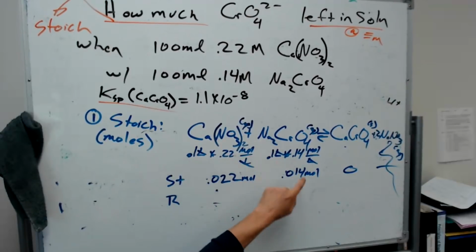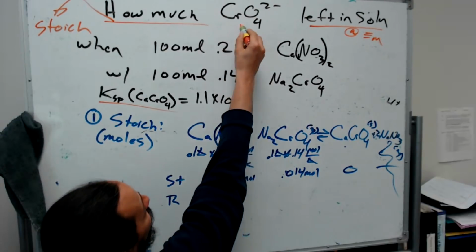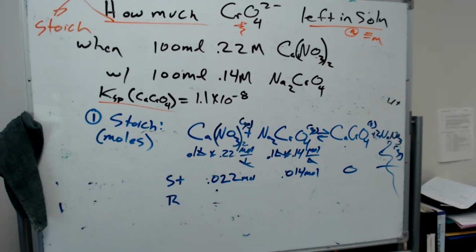Because it's a 1-to-1 ratio, I can just pick the smaller number. Also, we have a hint to this in the question. The fact that I'm asking how much chromate's left over. If chromate was the excess reactant, you wouldn't have to do an ice table. The problem would just be stoichiometry. And that would be boring. We want to do the ice table too.